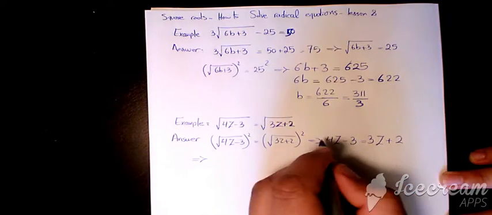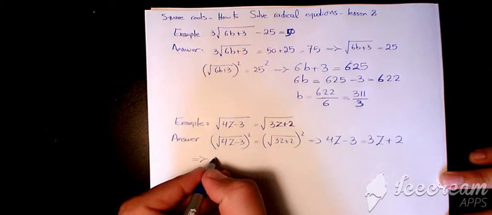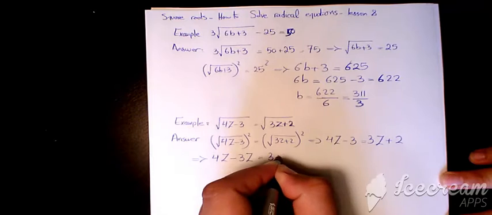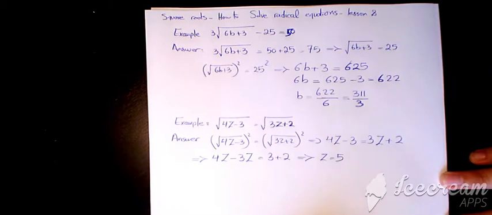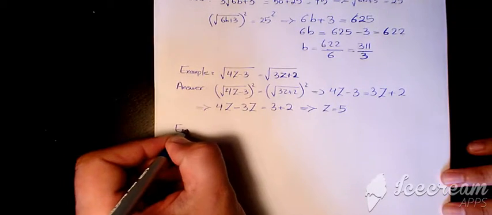Therefore, I'm going to move 3z to the left hand side and negative 3 to the right hand side. It's going to be 4z minus 3z equals 3 plus 2. Then it's going to be z equals 5. That's the final answer.